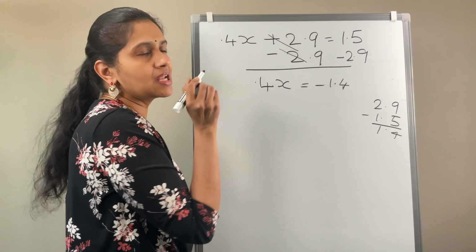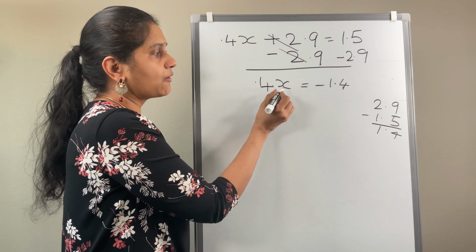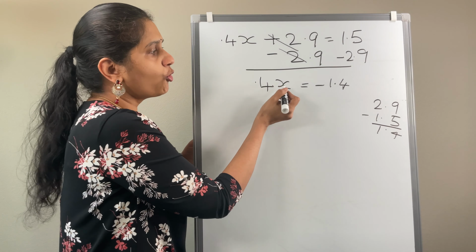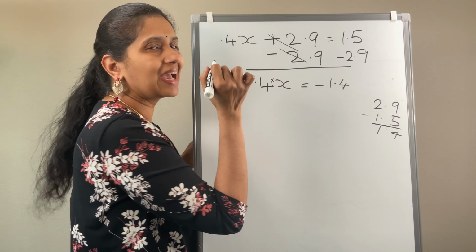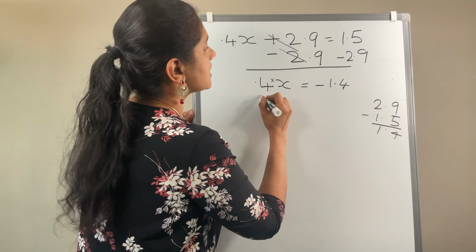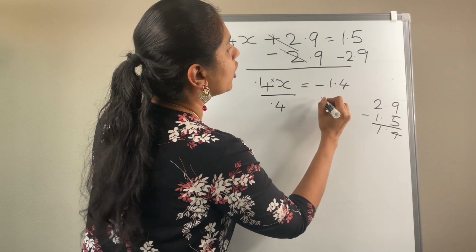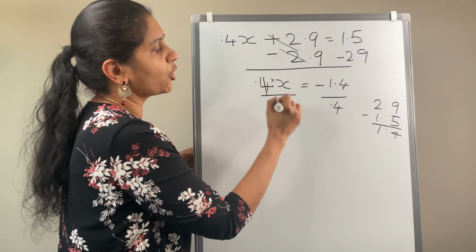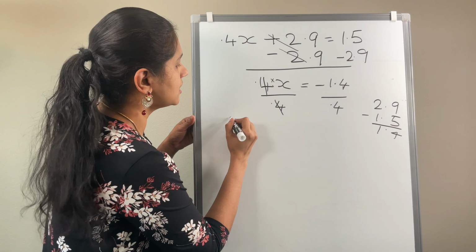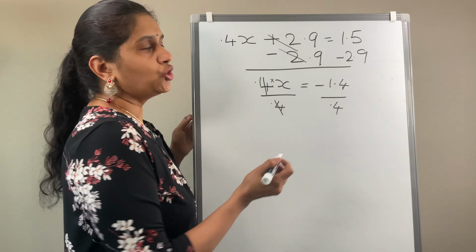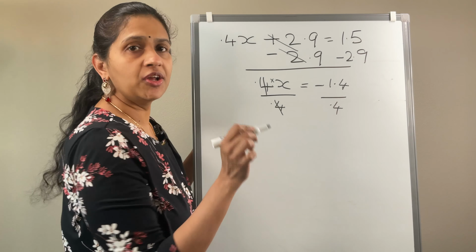Now, we have to isolate this variable x, which means we have to avoid 0.4 which is near the variable x. So, 0.4x means 0.4 times x. So, to avoid 0.4, I am just dividing by 0.4 on both the sides. As a result of it, this 0.4 and 0.4 will get cancelled and you will be left with the variable x on one side. Now we need to divide minus 1.4 by 0.4.